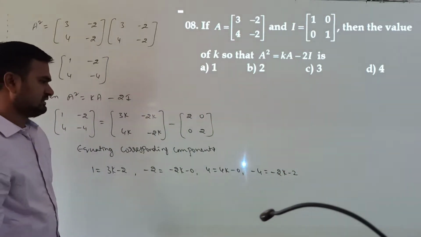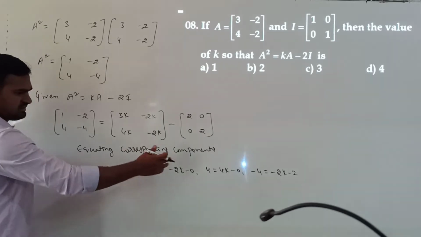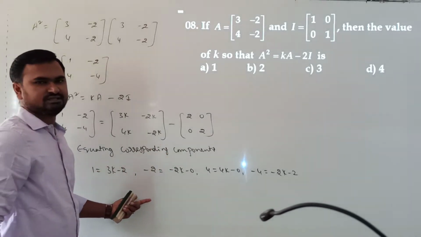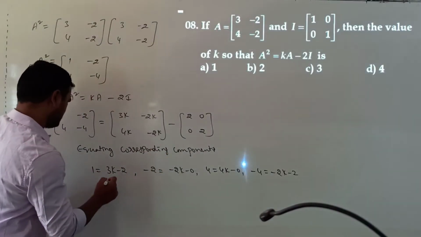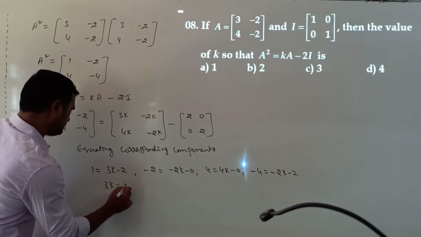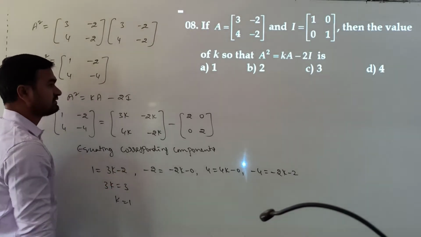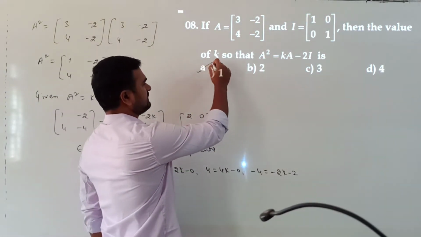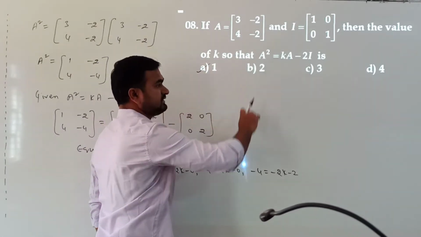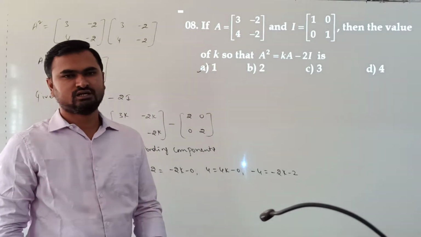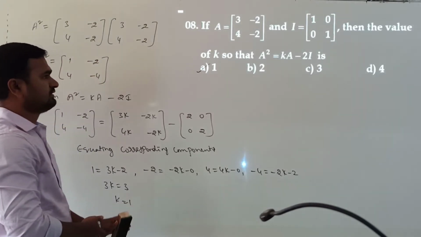Now we have to solve this. Solve any one of the equations, we will get the same answer. So solving any one of these, 3k is 3, so k will be 1. So the required k value is 1. So that A square will be equal to kA minus 2I. Okay. So the next question.